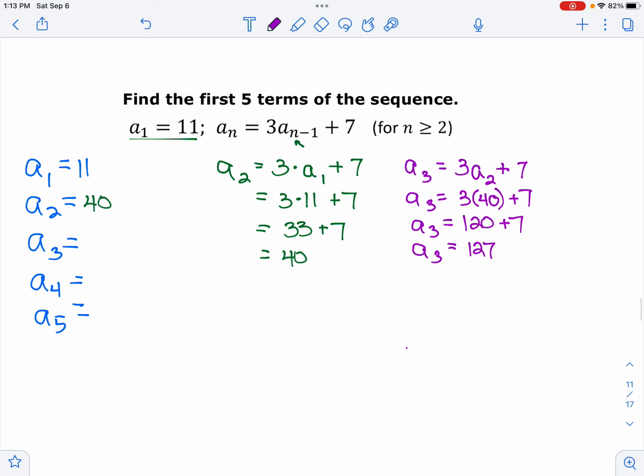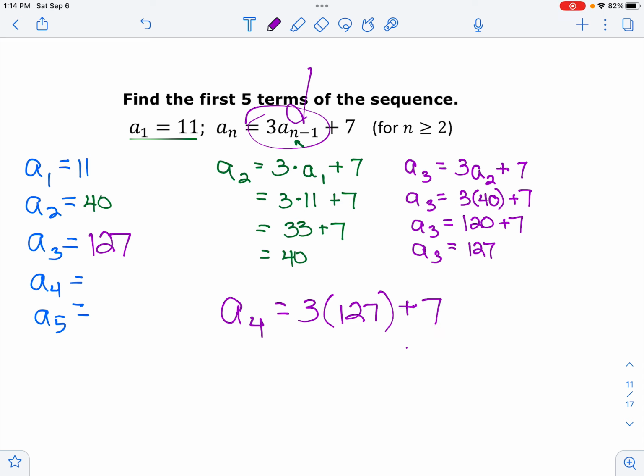Okay, now I need a couple more. So a sub 4. Now you can keep doing this, but you know that each time, what are you going to do? You're going to take the previous term, right here, previous term, and multiply by 3. Right? So I'm going to go 3 times 127. I'm going to add 7.